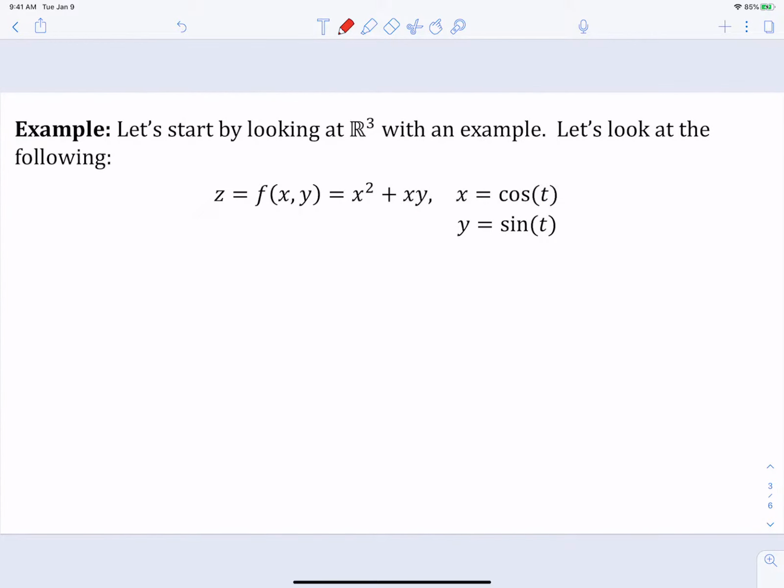So to think about this in three dimensions, we're going to look at an example here. So I'm going to think about this function here for a second. So we've got our regular sort of surface that we have in three dimensions. So z is equal to x squared plus x times y. Then what we're going to say is that x and y are going to change with respect to t. And again, you can think about this as time.